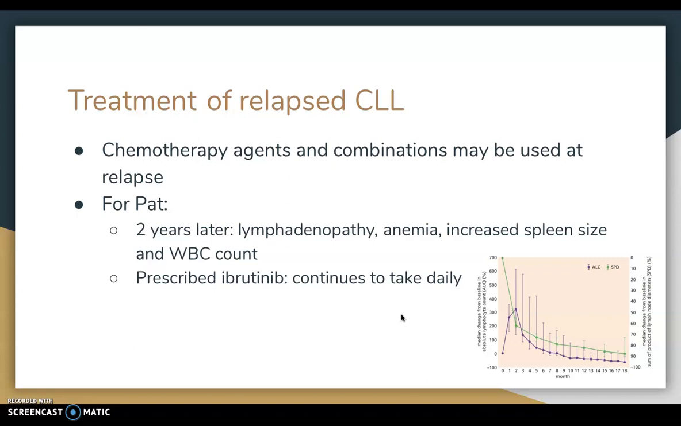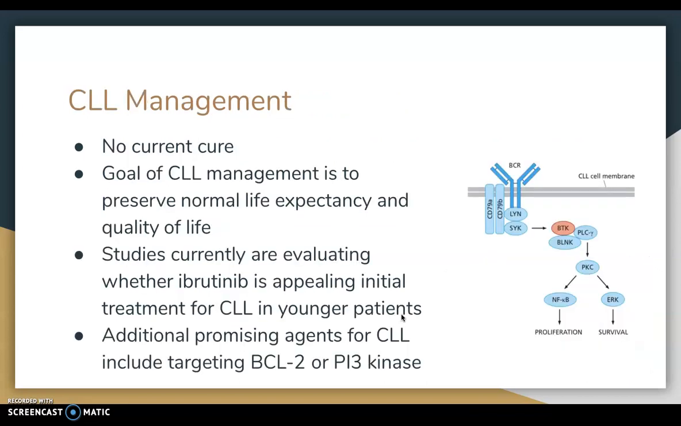So she's been taking that daily for 2.5 years, and she plans to remain on it for as long as there's no evidence of CLL recurring. As far as CLL management goes, there's no current cure for it. The goal of CLL management is just to preserve a normal life expectancy and quality of life through those treatments.